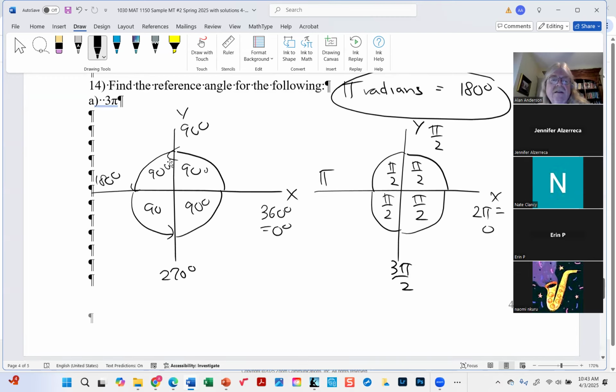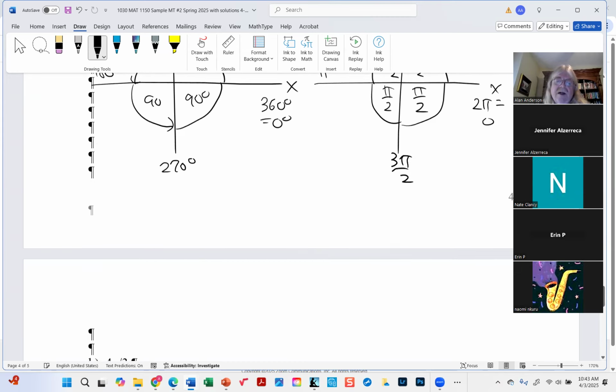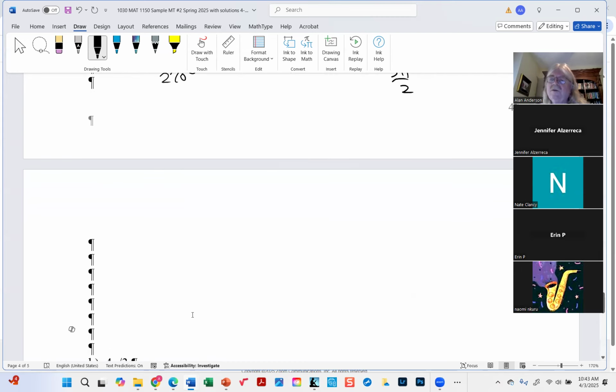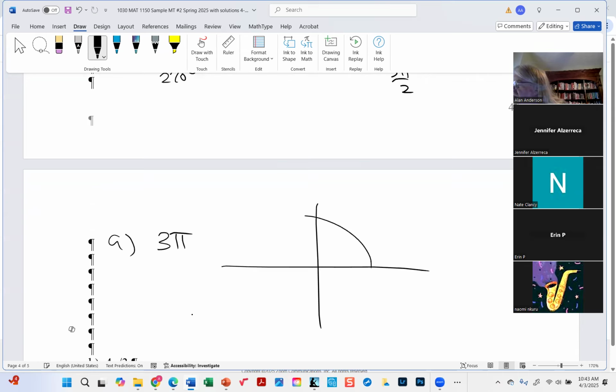Therefore, 3 pi, now, by the way, if you notice, 3 pi is more than 2 pi. 2 pi means all the way around the circle. So 3 pi means we went all the way around, and then another pi, which is the equivalent. Let's think about it this way.